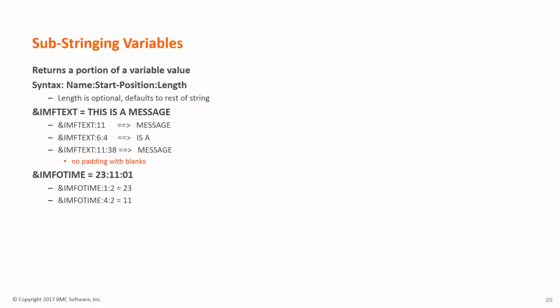In the second example, we say IMF text, colon, 6, colon, 4, which is saying I want the data starting in column 6 for a length of 4, and that translates to is A. So you get the gist of it. It's pretty easy to use and it's very powerful, especially when you want to capture something out of part of a word of a message, and then you want to translate that into a command or another message you want to issue to the console.